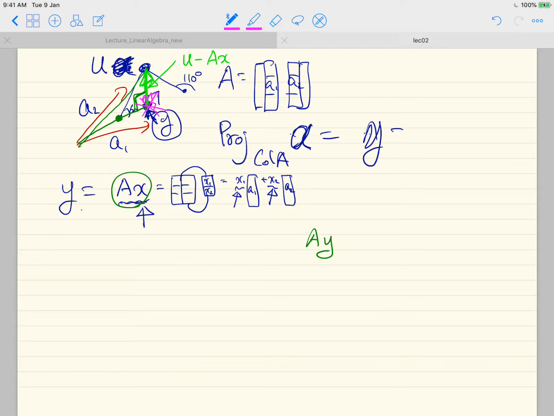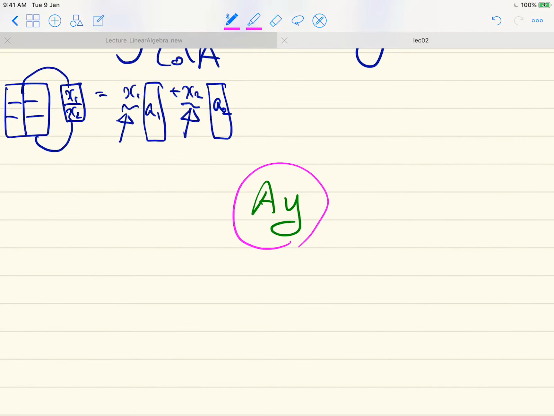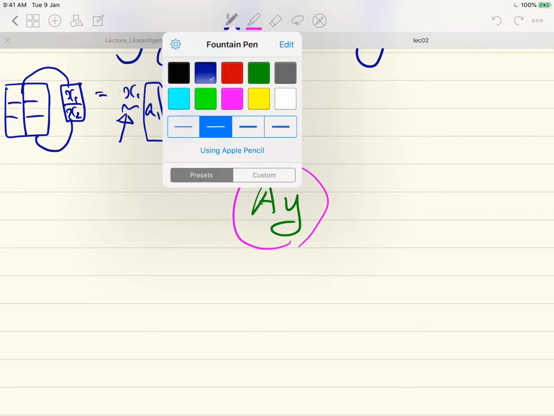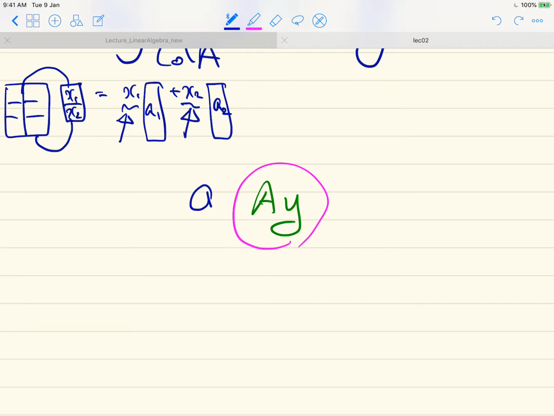So this u minus Ax should be orthogonal to A1. That will be the first condition, right? So let's write that condition in this form, using A1 transpose, right? And then it also should satisfy this guy.